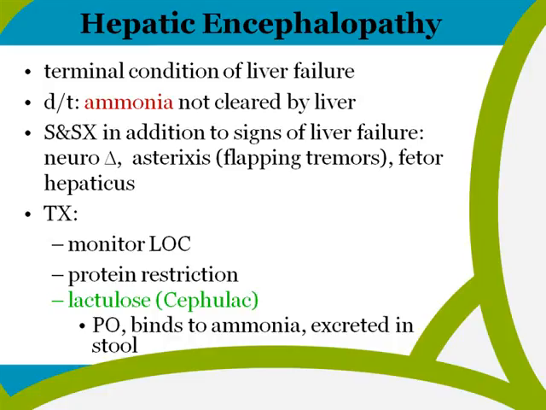Signs and symptoms, I mentioned the neuro changes. There's also something called asterixis, and this is also known as flapping tremors. It is an involuntary muscle tremor. You might call it a jerking movement of the hand, almost like they're flapping their hands back and forth. Another classic symptom of hepatic encephalopathy is the fetor hepaticus. The body is trying to blow off these wastes that can't be metabolized and excreted, so the patient's breath will be foul, and that's called fetor hepaticus. They'll have bad breath, and it's secondary to liver failure.